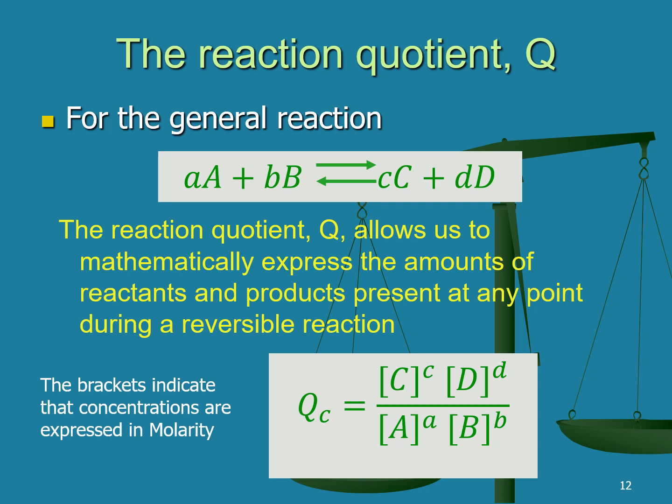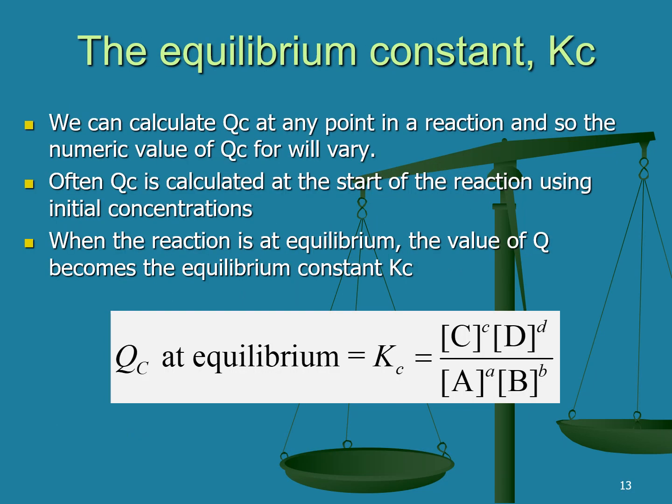But the reaction quotient is take the products in brackets, which means, remember, molar concentration. So molar concentration raised to the coefficient of the products divided by the reactants. And if there's more than 2, then you just keep multiplying them. If there's only 1, then you just have 1. We can calculate this Qc at any point in a reaction, and so the numeric value for Q will vary. Sometimes we calculate it at the start of a reaction and we want to find out what's going to happen.